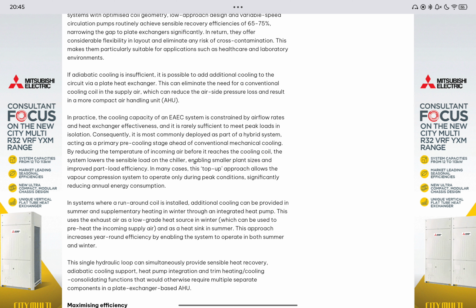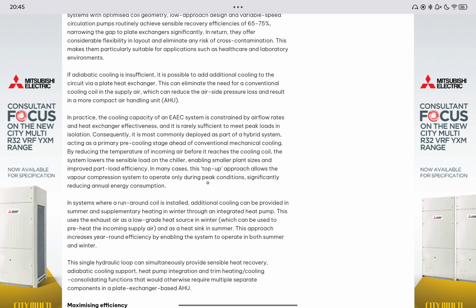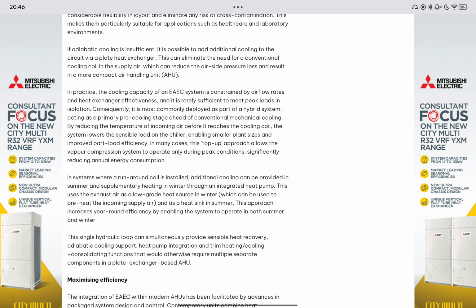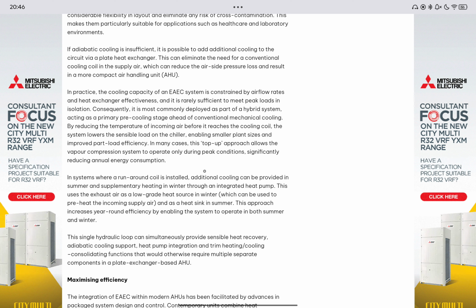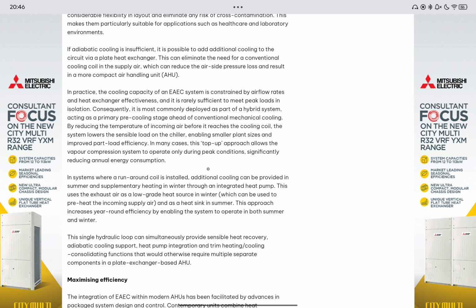In practice, the cooling capacity of an EAEC system is constrained by airflow rates and heat exchanger effectiveness, and it is rarely sufficient to meet peak loads in isolation. Consequently, it is most commonly deployed as part of a hybrid system, acting as a primary pre-cooling stage ahead of conventional mechanical cooling. By reducing the temperature of incoming air before it reaches the cooling coil, the system lowers the sensible load on the chiller, enabling smaller plant sizes and improved part load efficiency.